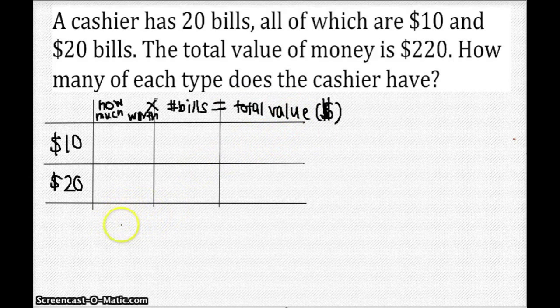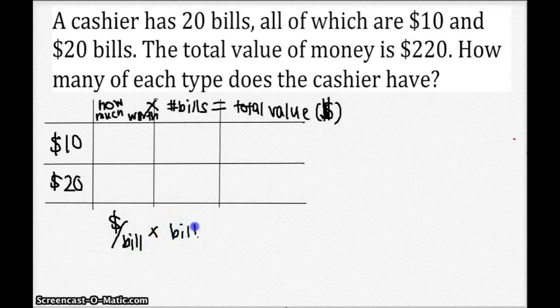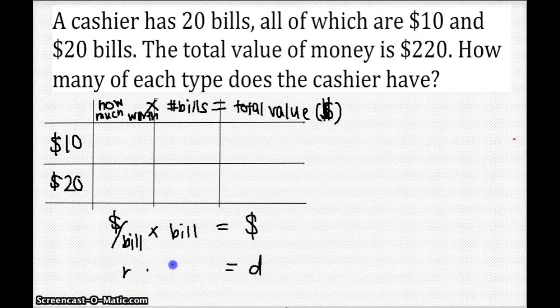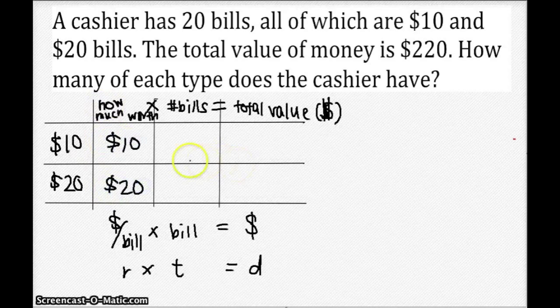So if you want to write it in equation form, you do dollars per bill times bills equals dollars, because the bills cross out. If you think about this as distance equals rate times time, it's sort of an analogy, but not the same thing. Okay, so how much each is worth is pretty obvious: $10, this is $20. The number of bills: it says it has a total of 20 bills. So you can make one of them x, and I'm just going to make that one x and make this one 20 minus x.